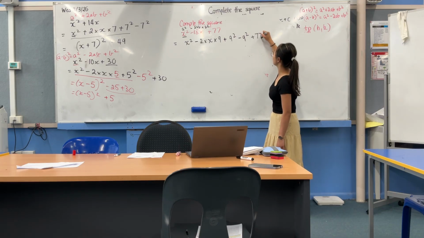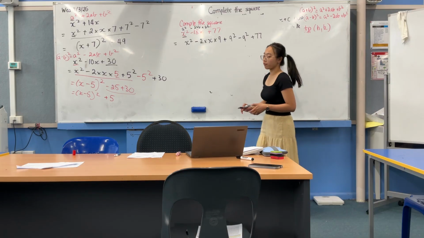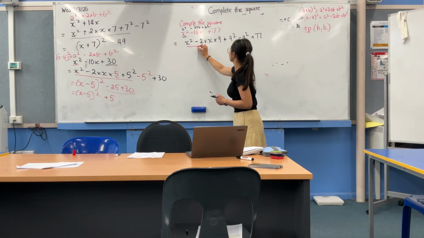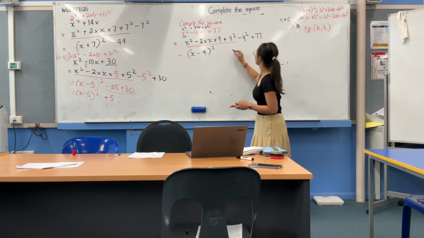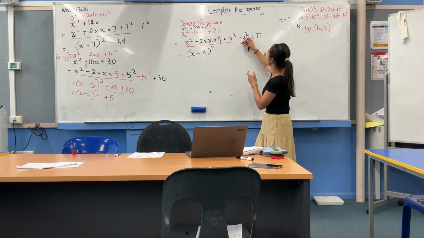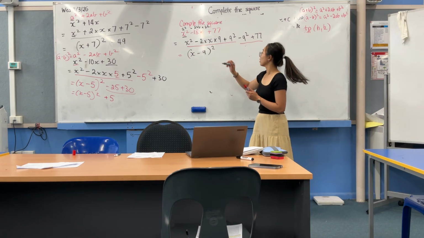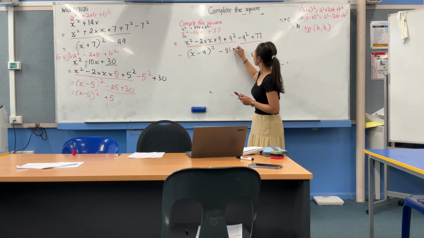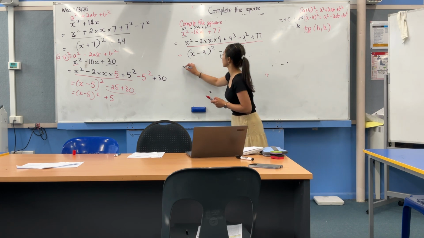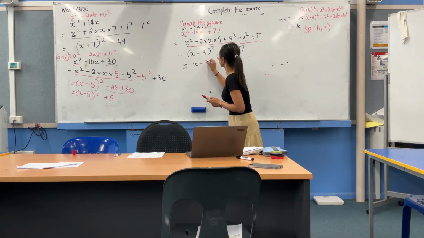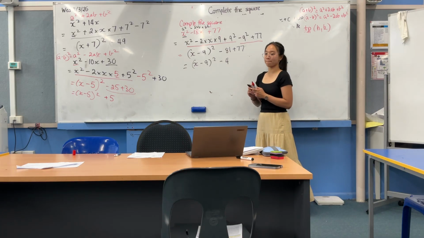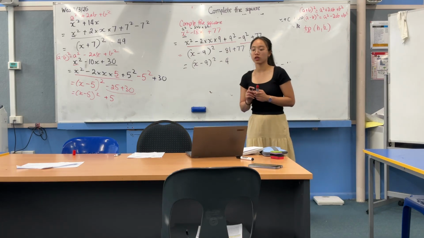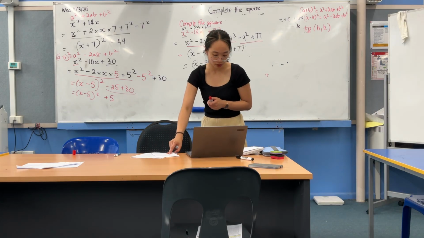Plus 77. Okay. Now from here you get a perfect square: (x minus 9) to the power 2. And then here you have negative 9 to the power 2 plus 77. What do we have? Minus 81 plus 77. What do we have as the answer? So (x minus 9) to the power 2 minus 4. Okay. Now let's work on another example and then I can pause the video there.